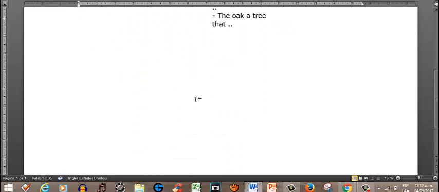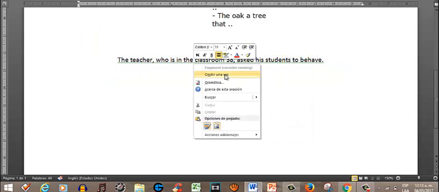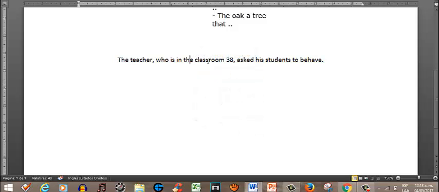Let's say we're going to talk about the teacher asked his students to behave, right? So we want to add more information about the teacher. So we put a comma and we say who is in the classroom 38, asks his students to behave. So, the teacher, who is in the classroom 38, asks his students to behave.